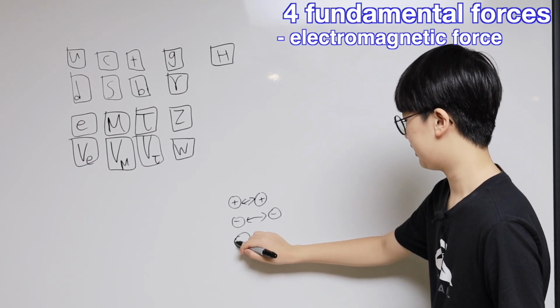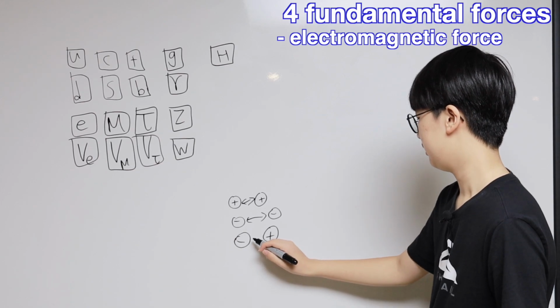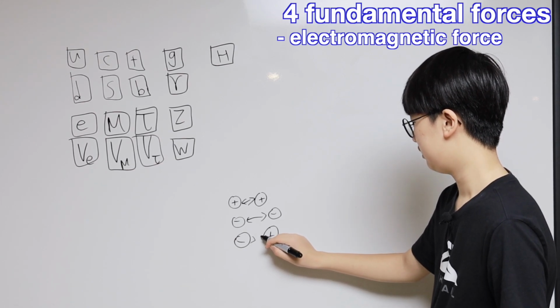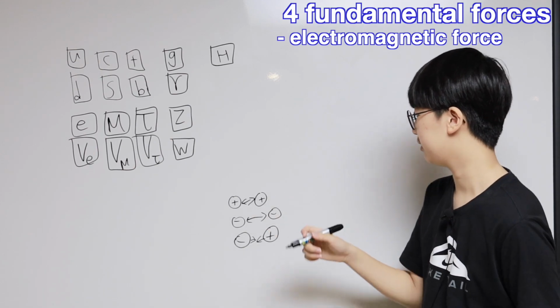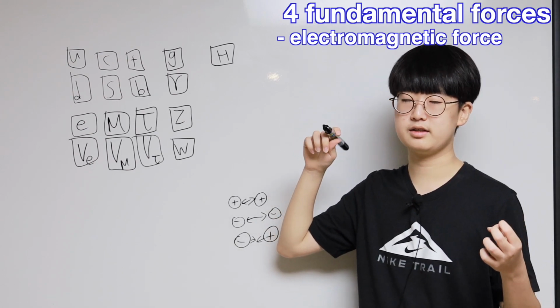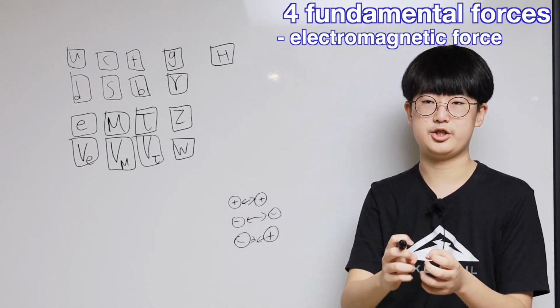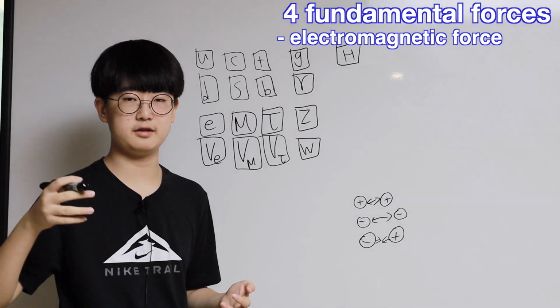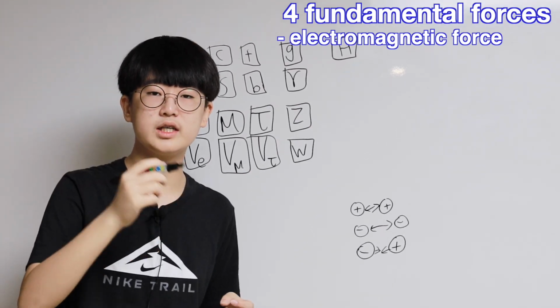But if there's one electron and one proton, well, these two are gonna pull on each other, because now they have different charges, and the electromagnetic force makes them pull on each other. And the electromagnetic force is 10 to the power of 36.